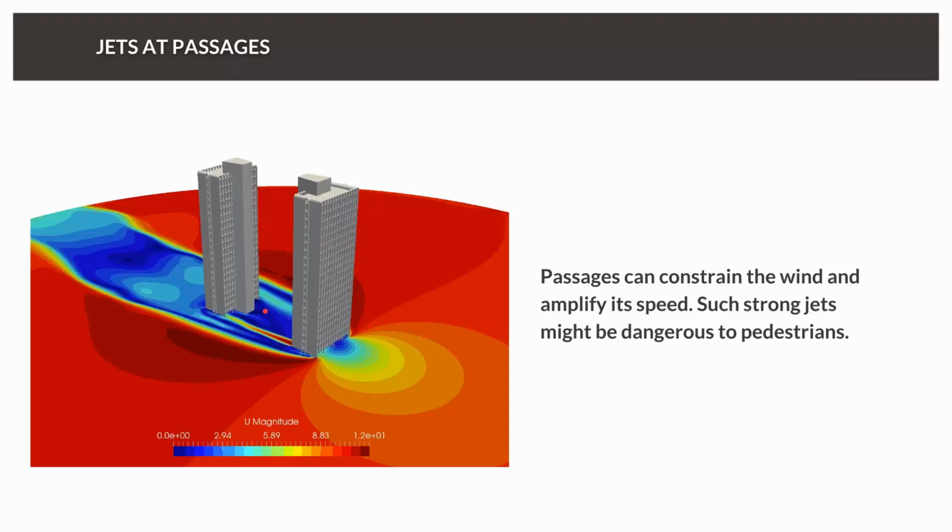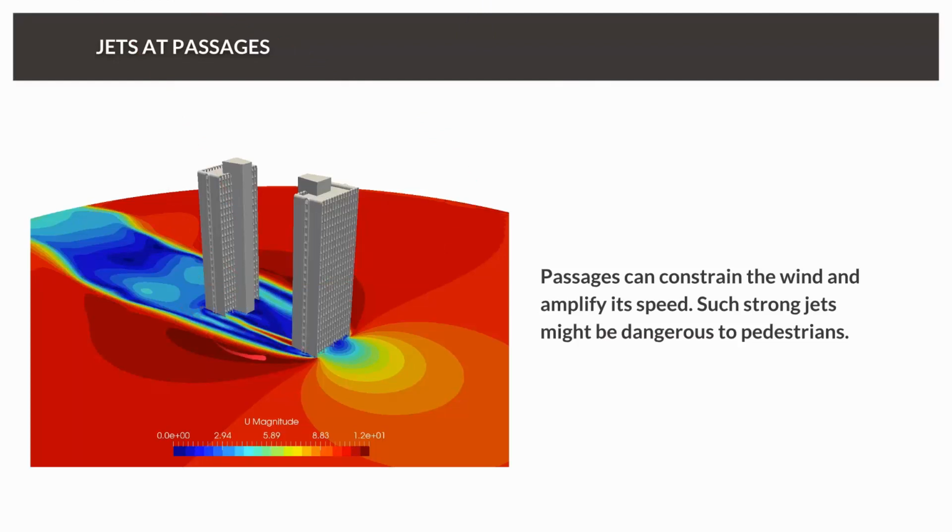Another effect, which is not very common but can happen if you have such a design, is called the jet effect. It actually happens in passages. Let's say we have two buildings and the ground floor is kind of open, it's a passage. Then it can happen that we have such kind of jets.